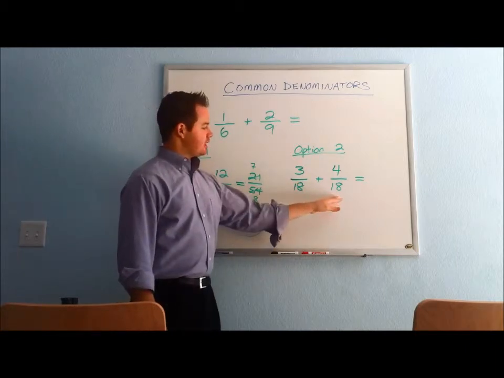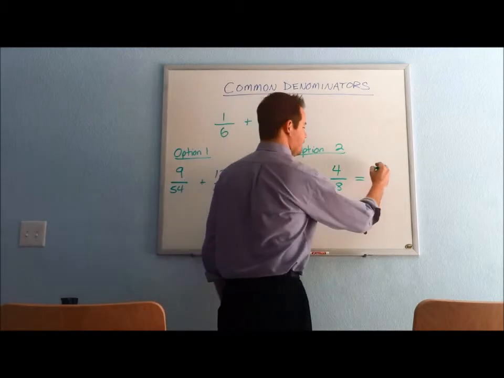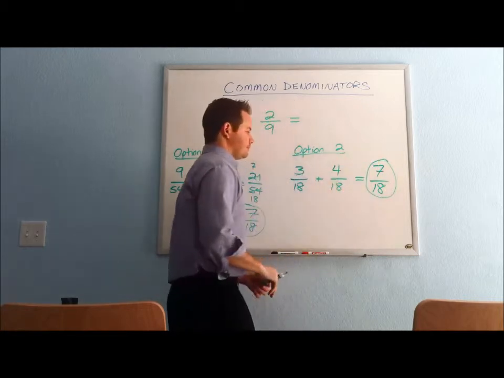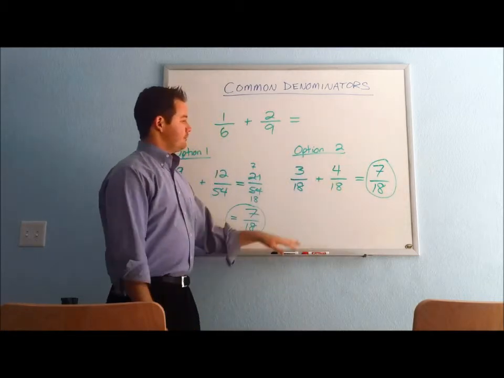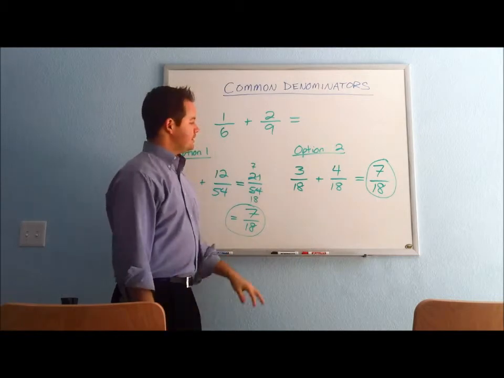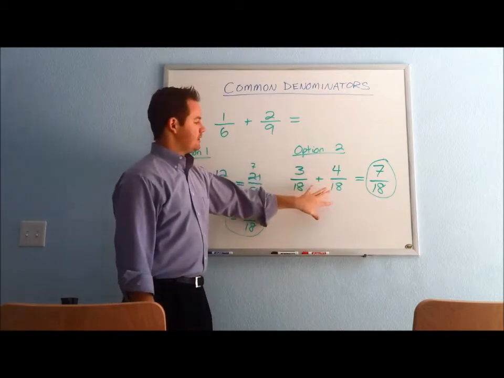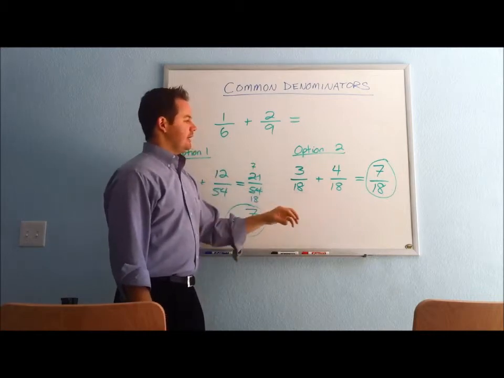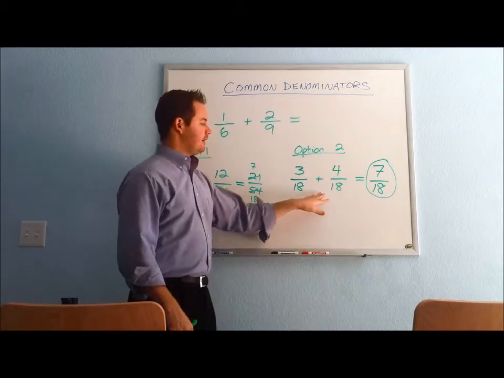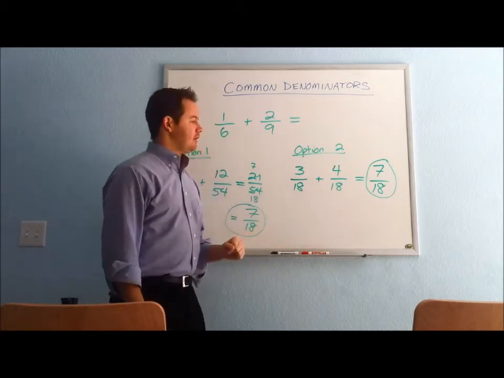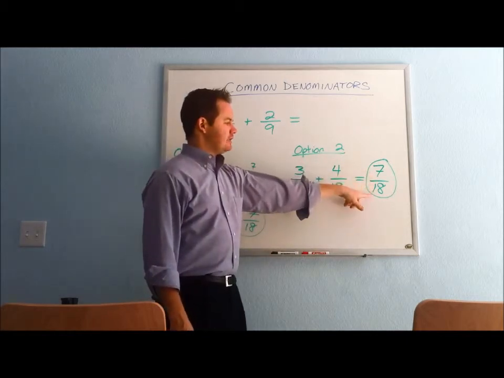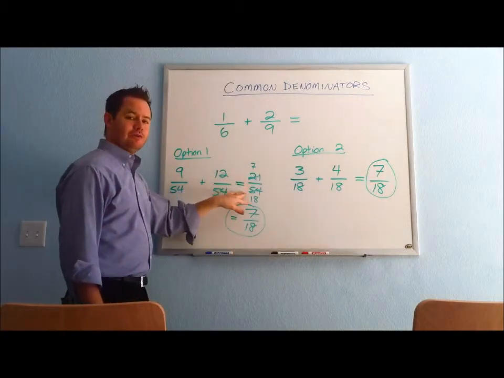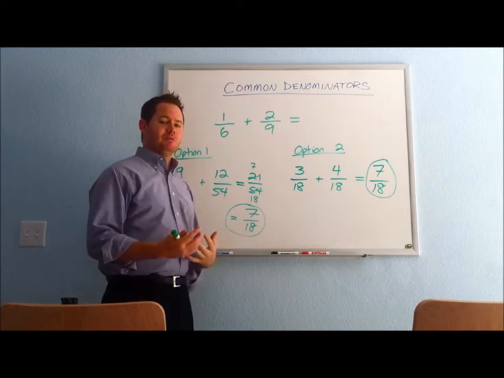In this case, we found our common denominator is 18, and we simply add together our numerators, which gives us 7, and we keep our common denominator the same, which gives us 18. So for option 2, for this second method of solving this problem, we see that 3 over 18 plus 4 over 18, that part of the process is a little bit more difficult. We have to find the least common multiple, and it's a little bit tougher to find that value. But the advantage in doing it that way is that at the end we get 7 over 18, and it's already reduced for us. Whereas in this case we had 21 over 54, and reducing that can be a little bit more of a challenge.